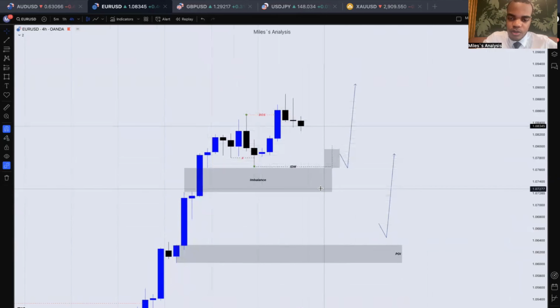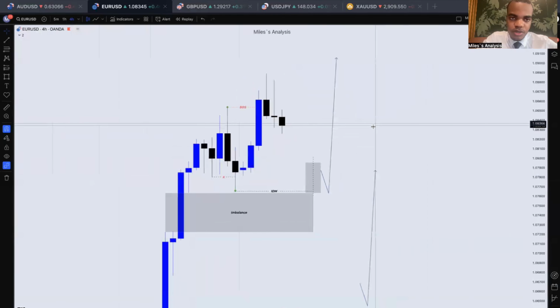We'll get a more clear view tomorrow morning when the market opens, and I'll send setups in the Discord channel. So yeah, this is it on the Euro US dollar.